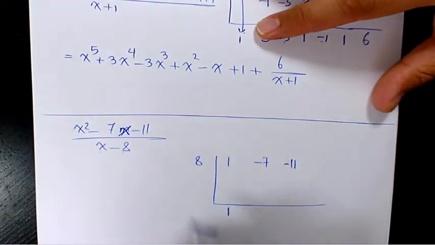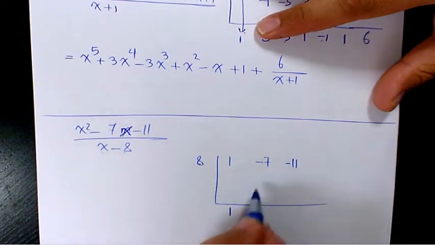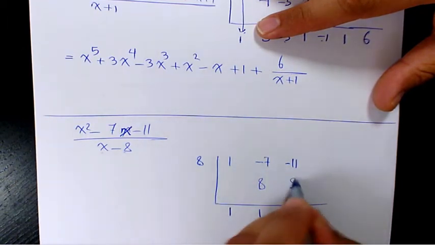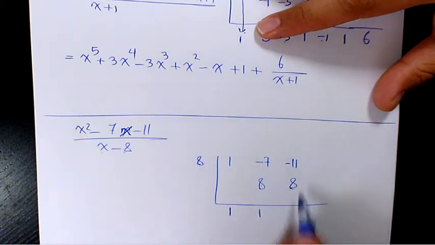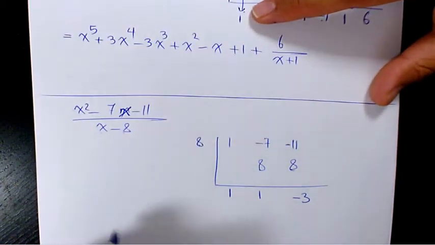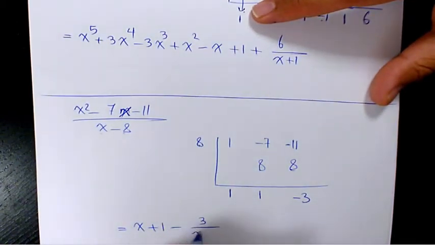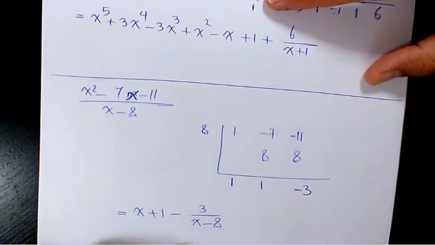Then you bring 1 down. 1 times 8 is going to be 8. 8 plus negative 7 is going to be 1. 1 times 8 is going to be 8. So negative 11 and positive 8 is going to be negative 3. So the remainder is going to be negative 3. And the answer is x plus 1 minus 3 over x minus 8. So that's going to be the answer.